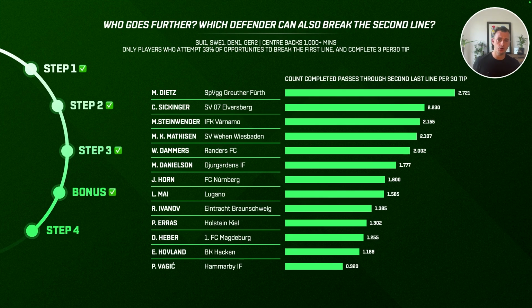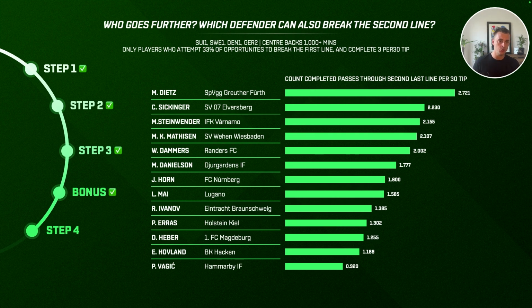Okay, so back to our scenario. We can't use expected threat in this particular example as it doesn't really make sense for a centre-back breaking that first line. So what else can we use? What we've done here is we've actually applied a few criteria. We're only going to take those centre-backs who attempt at least 33% of all of their opportunities to break through the first line. They have to tick that criteria first.